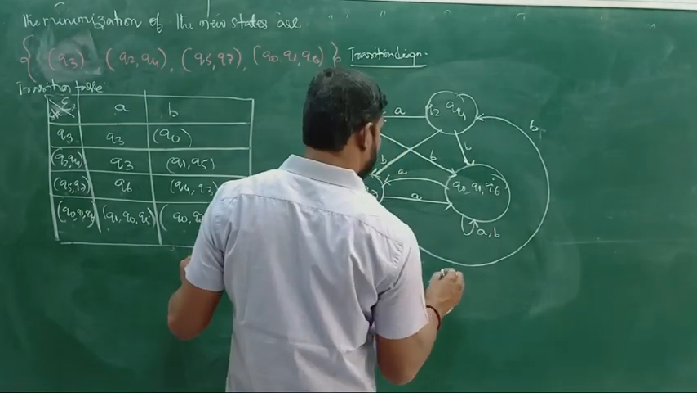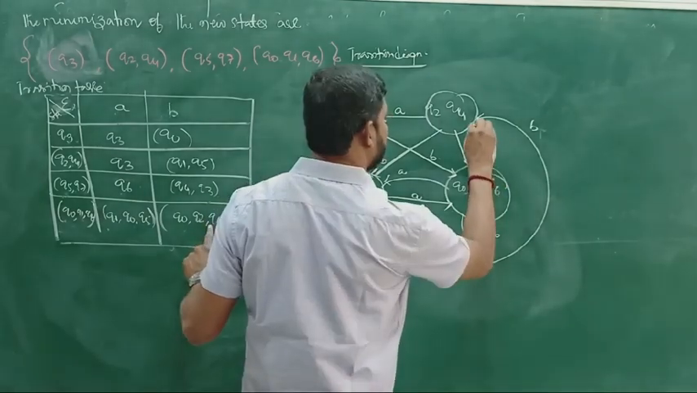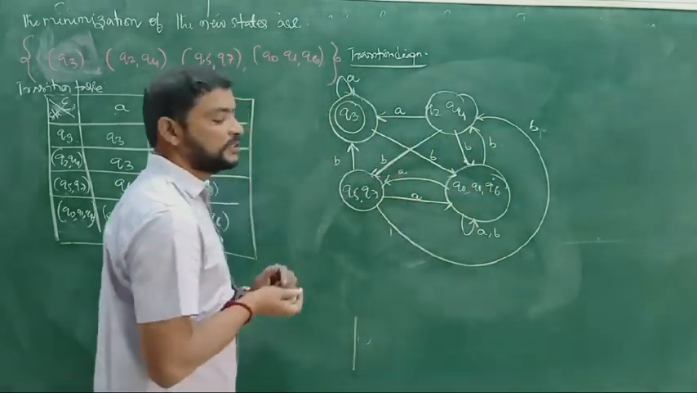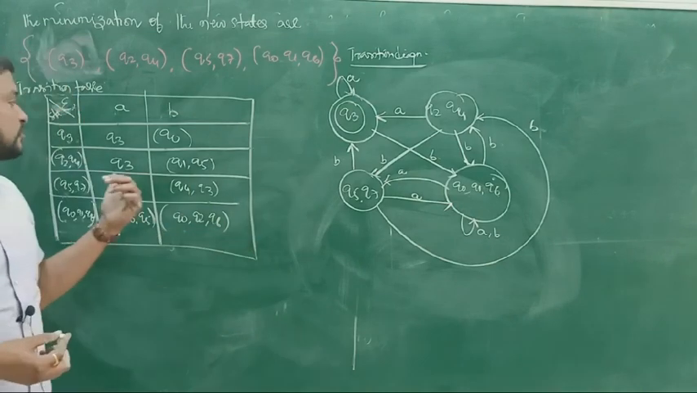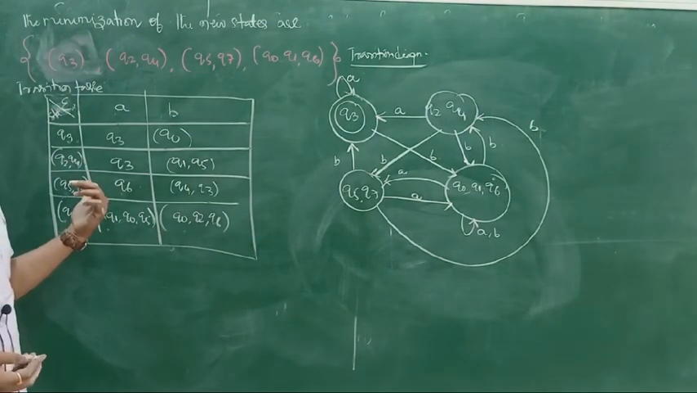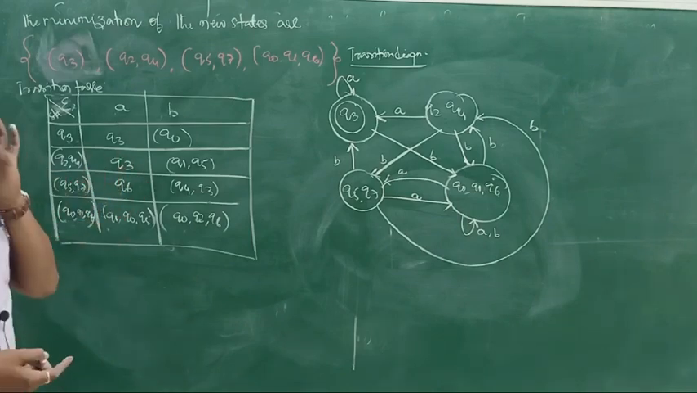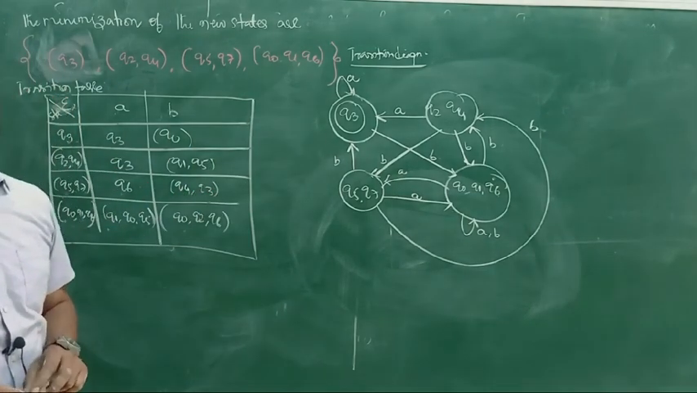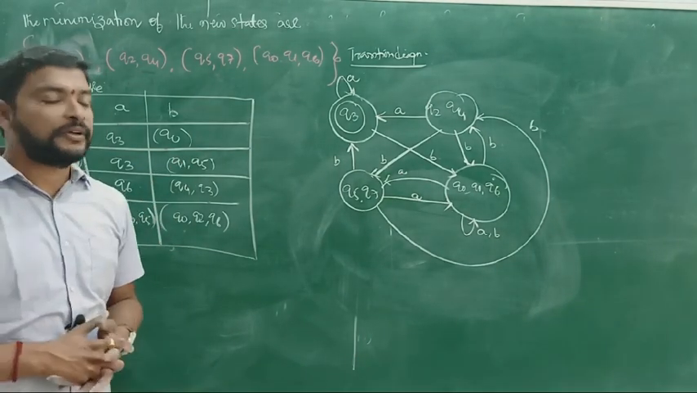Next Q6, here is B. Next Q2, where is Q2? This is Q2, and this one is the B. This is called the transition diagram, the minimization of the transition diagram. Next, this one is the minimization of the transition table. Here there is no initial state, so we can identify only the final state. So this is the minimization of the transition diagram or transition table.